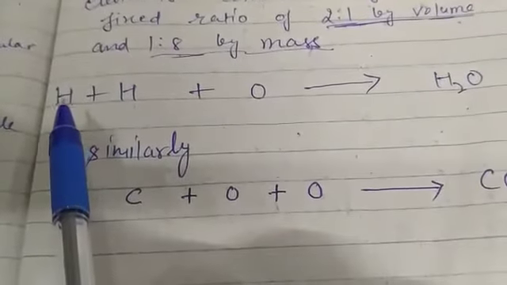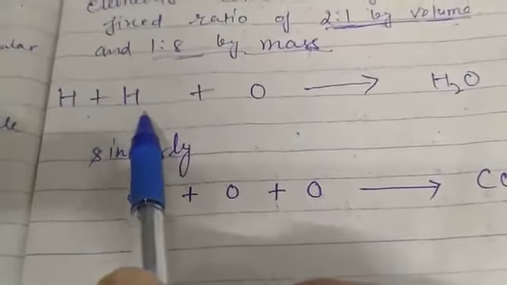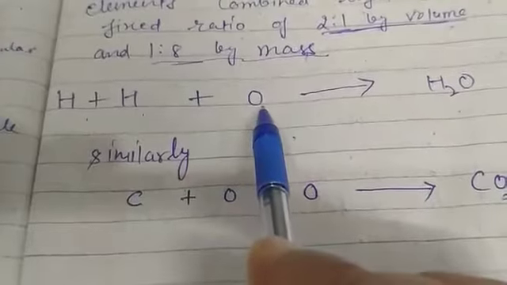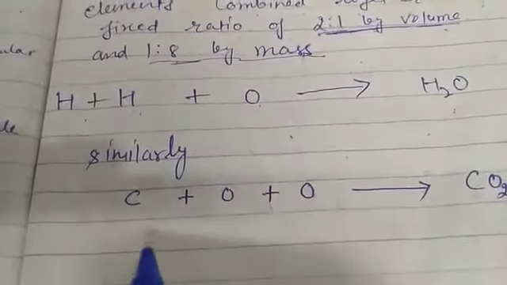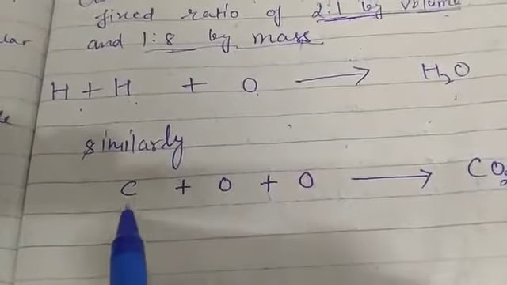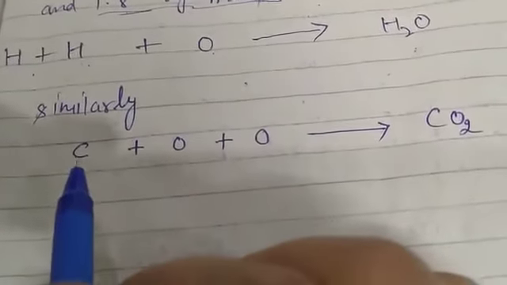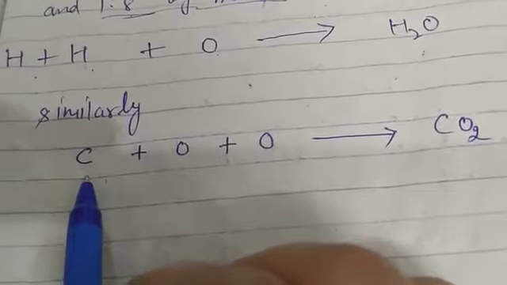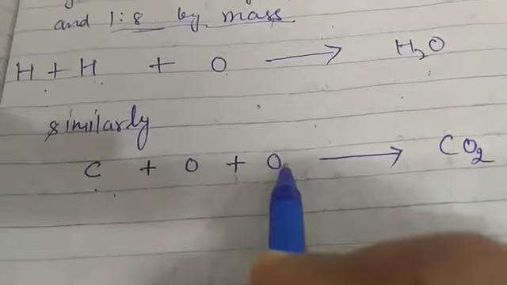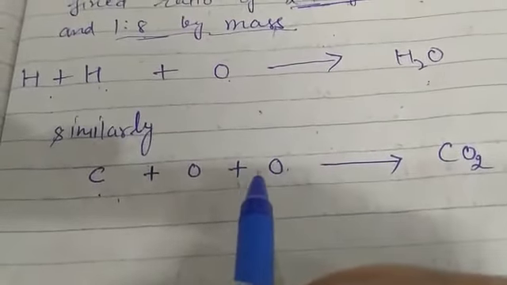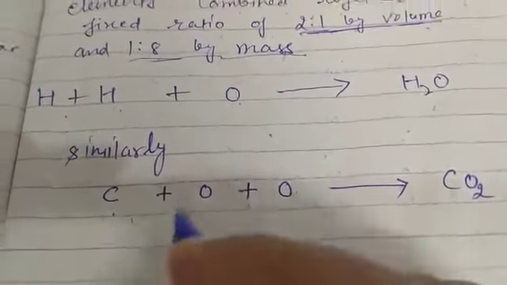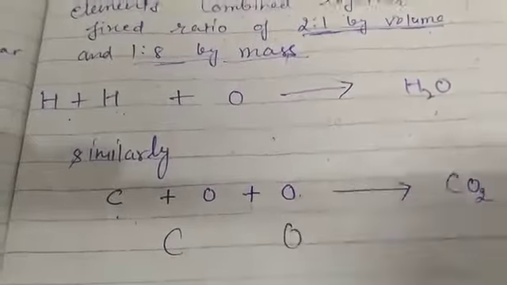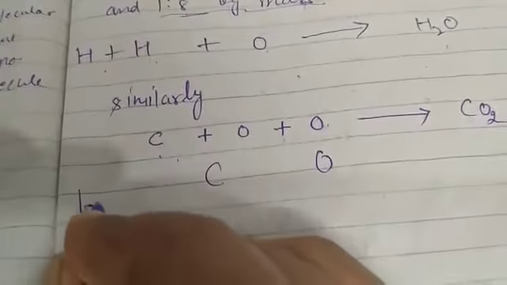Here two atoms combine: one atom of hydrogen, a second atom of hydrogen, and one atom of oxygen. These three atoms combine to form a water molecule. Similarly, carbon dioxide is formed by the combination of one carbon atom and two oxygen atoms. Now, if you want to calculate the ratio by volume and ratio by mass, how will you calculate? Now, carbon and oxygen. Let me explain first the one by volume.